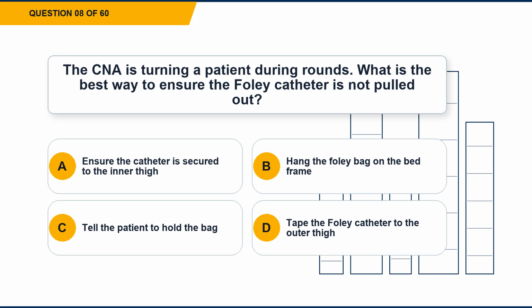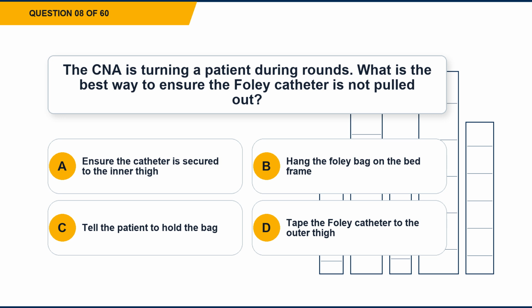Question 8. The CNA is turning a patient during rounds. What is the best way to ensure the Foley catheter is not pulled out? Option A, ensure the catheter is secured to the inner thigh. Option B, hang the Foley bag on the bed frame. Option C, tell the patient to hold the bag. Option D, tape the Foley catheter to the outer thigh.